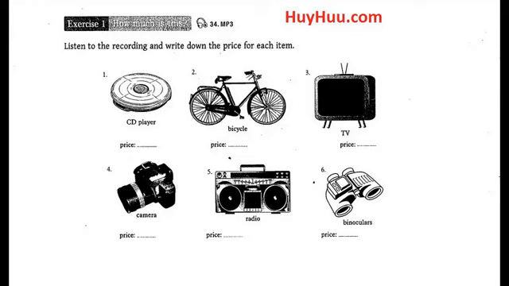Part 4. Money. Exercise 1. How much is this? Listen to the tape and write down the price for each item.